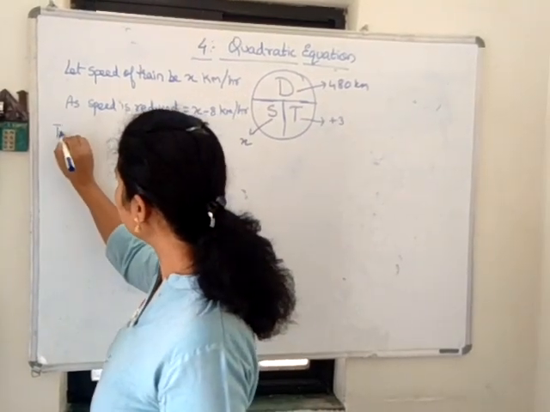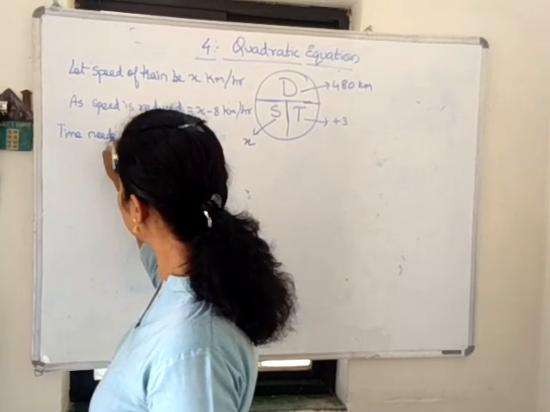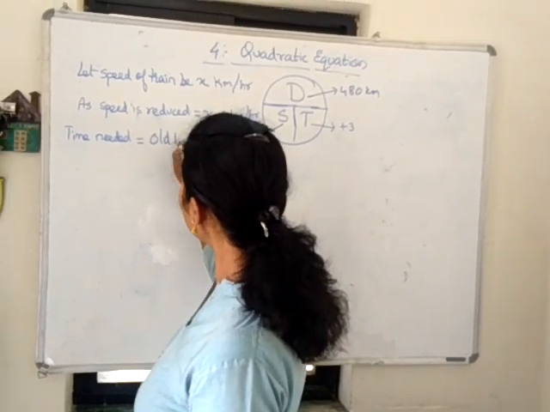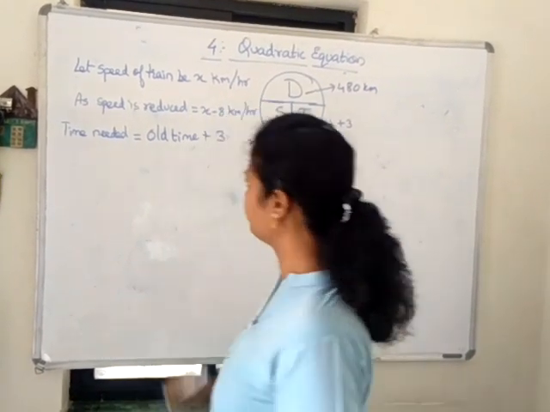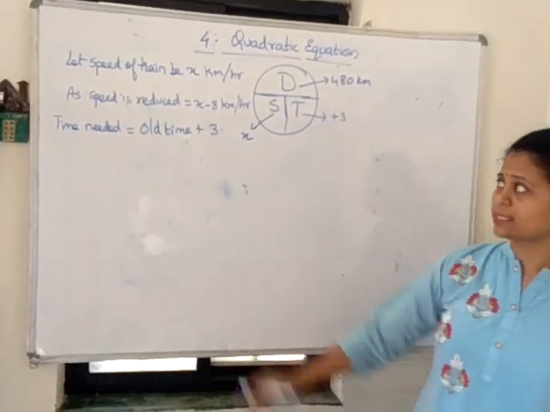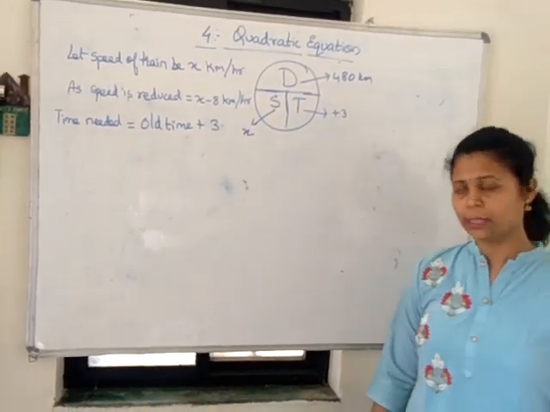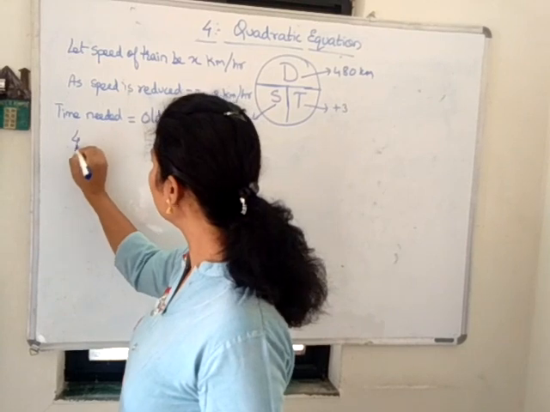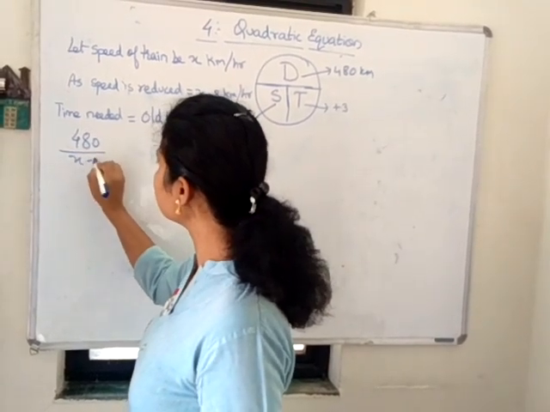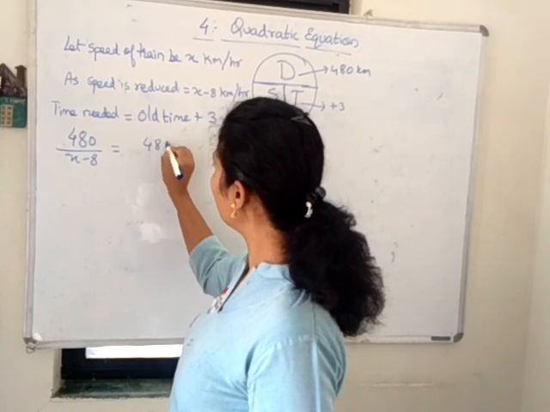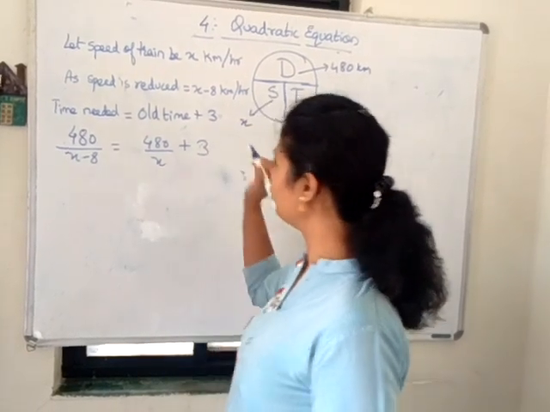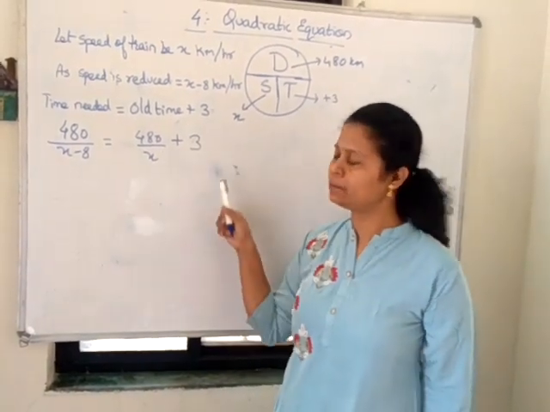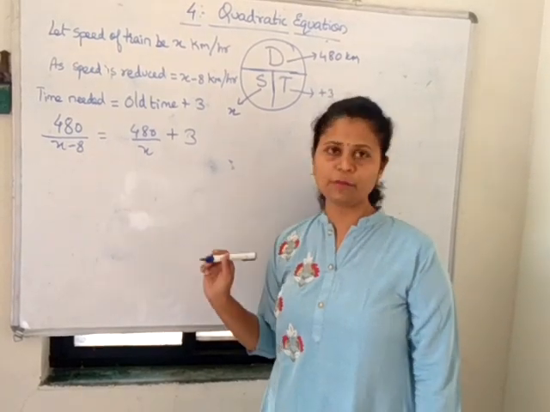Now, the time needed is equal to old time plus 3. Whatever time is needed now, as the speed is less, is old time plus 3. How do you write time? Distance upon speed. What is the new speed? x minus 8. What is the old speed? Old speed was x, and 3 more hours. Okay. So what is this time now? Old time plus 3 hours. So we have written it in the form of time.